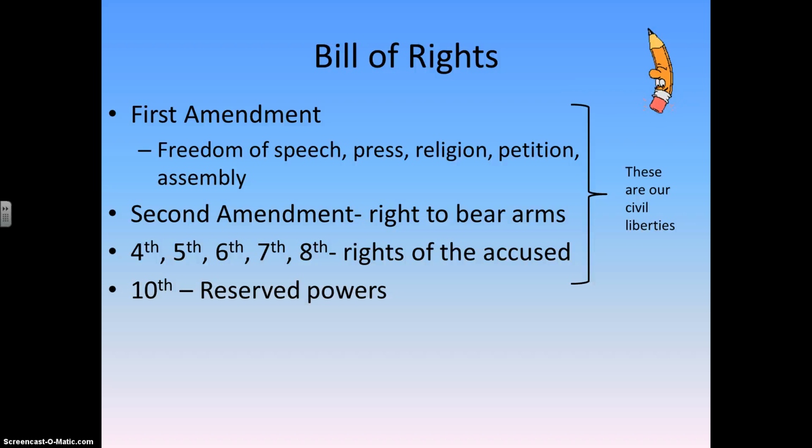But you should know that basically the first, second, and then the fourth, fifth, sixth, seventh, eighth, they're kind of known as our civil liberties. So if they have an essay about civil rights, then they're talking about African Americans or women or Native Americans. If we're talking about civil liberties, it's things like freedom of speech, freedom of press, freedom of religion, your Second Amendment, right to bear arms. I would imagine that might be a big thing on the Regents this year since it's been such a hot topic recently.